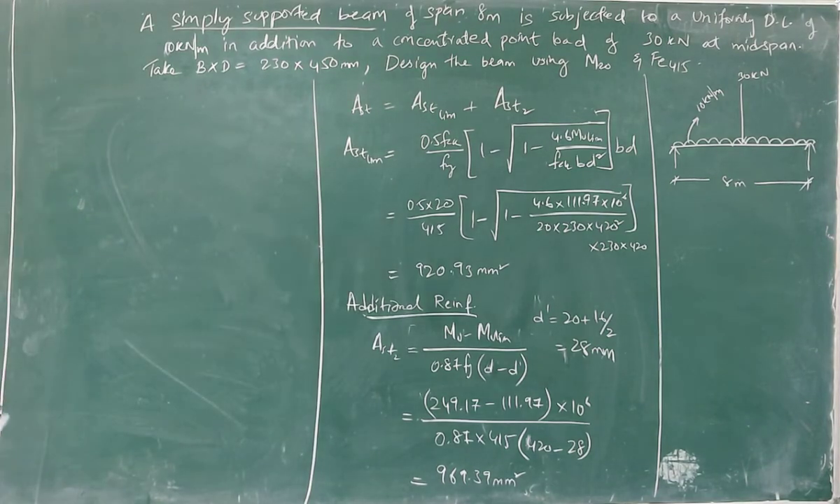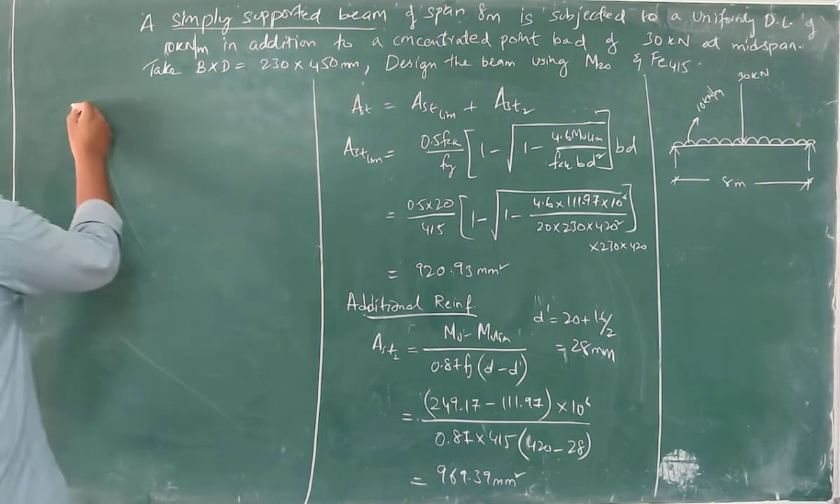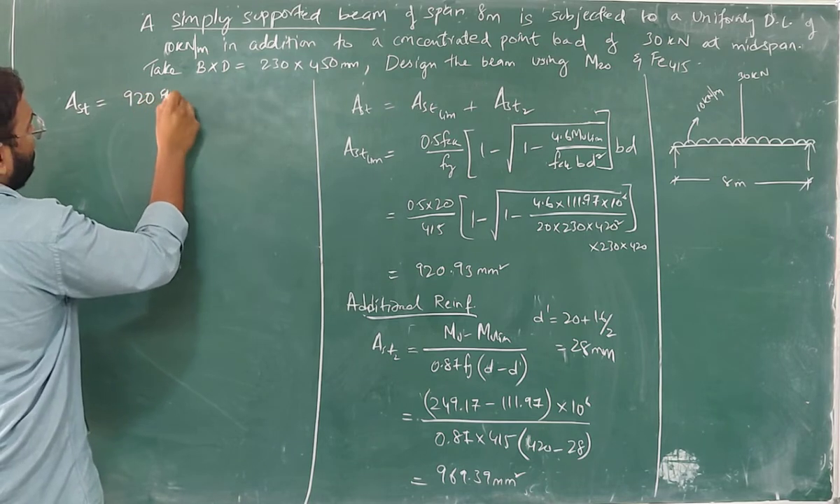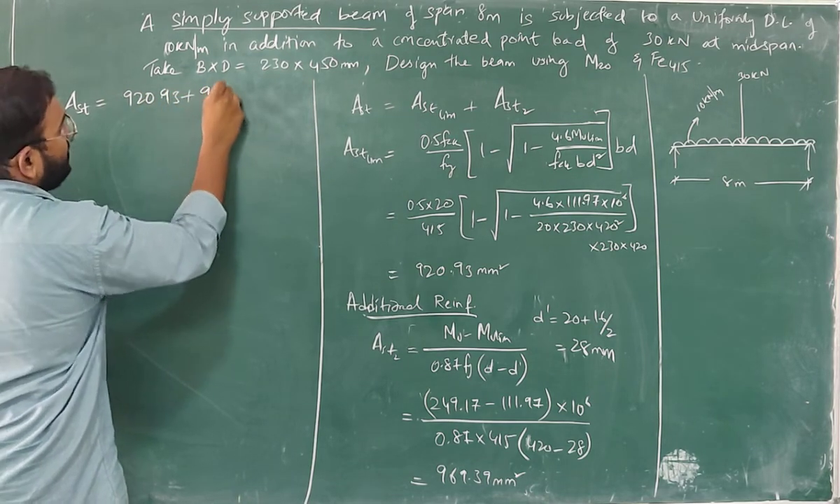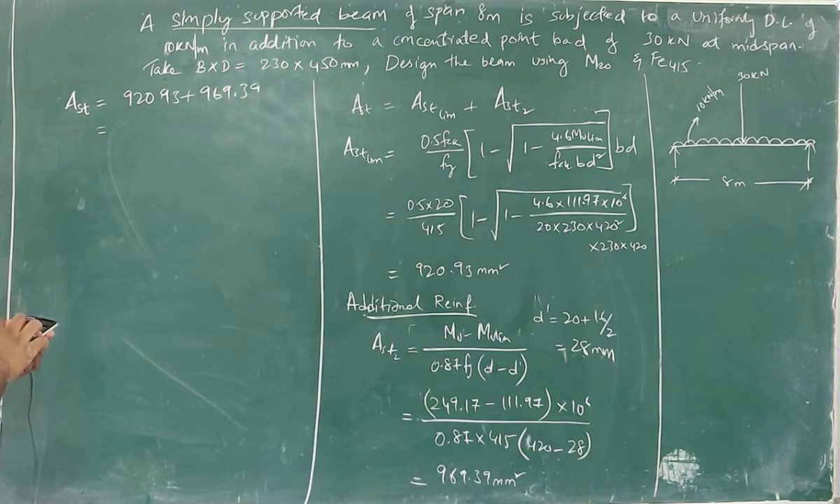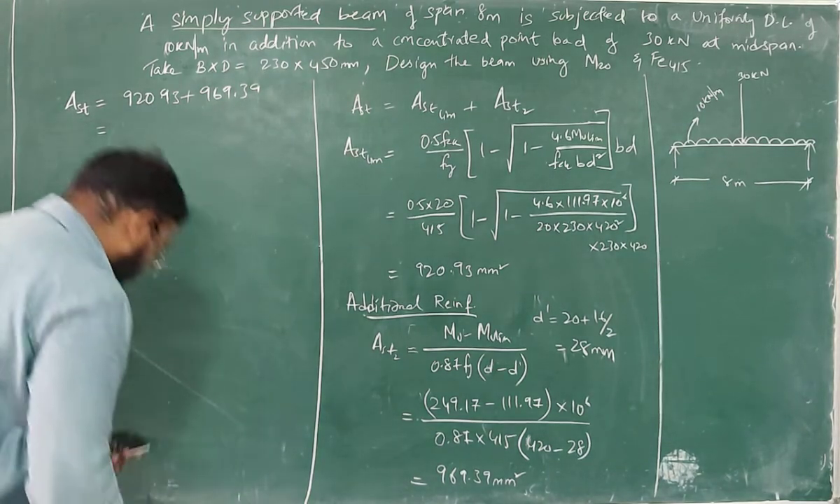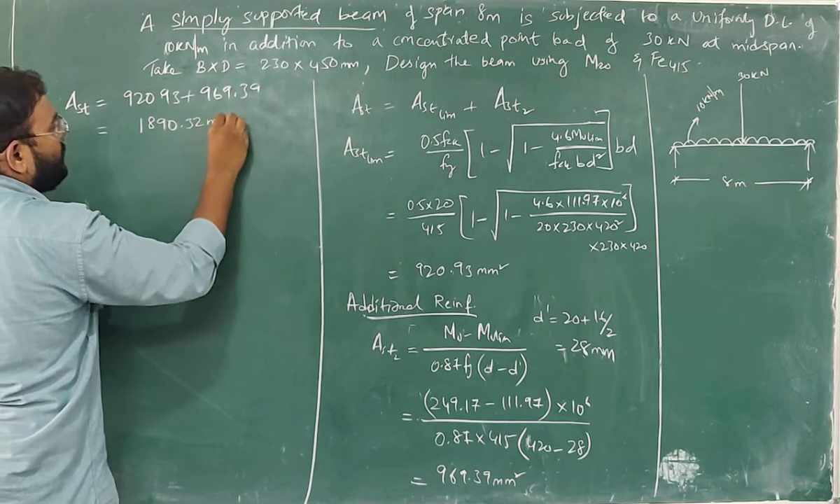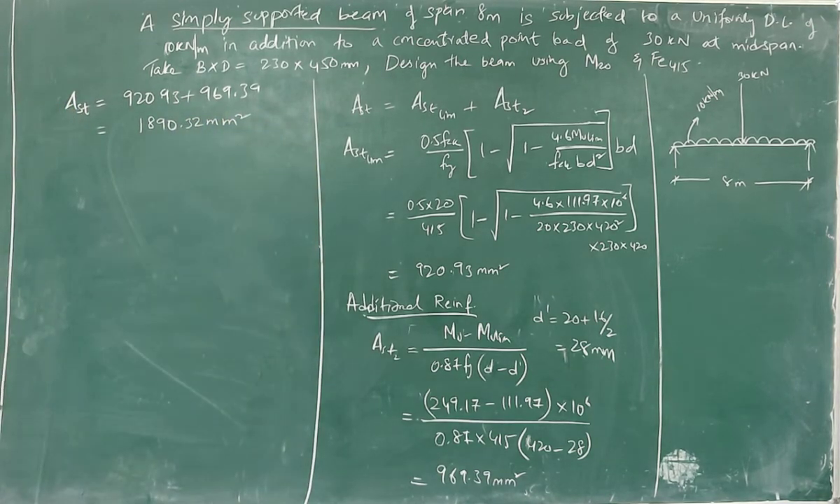Now next step is complete Ast or total Ast is equal to 920.93 plus 969.39. So tell me what is the answer? 920.93 plus 969.39. So this is 1890.32 mm square. Check the answer. 900 plus 900 should be 1800. Okay. So this is what is total Ast.